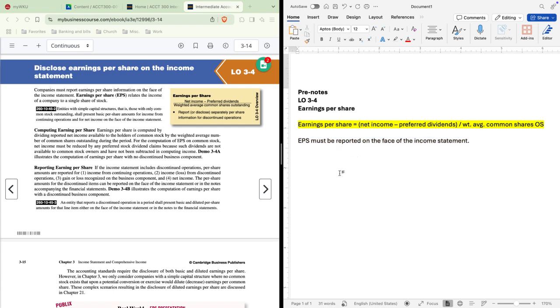But the point here is that I'm using the pre-notes when I go to class. I'm actually going to be editing the pre-notes. If there's something the professor mentions that I don't have in my notes, then I'm just going to go ahead and type it in my pre-notes right then.